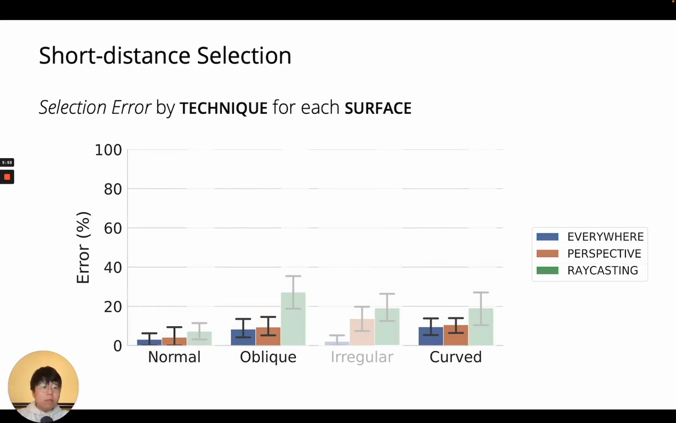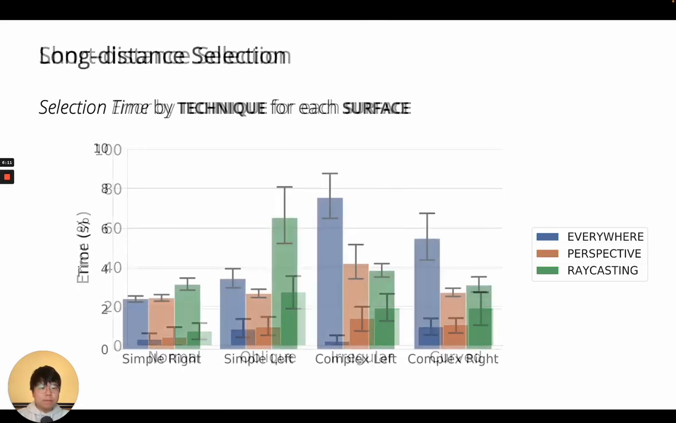Everywhere cursor and perspective cursor were also similar in error rate, except on an irregular surface, where perspective cursor was significantly more error-prone. Raycasting was more error-prone than the other two, with around a 10 percentage point increase in error rate.